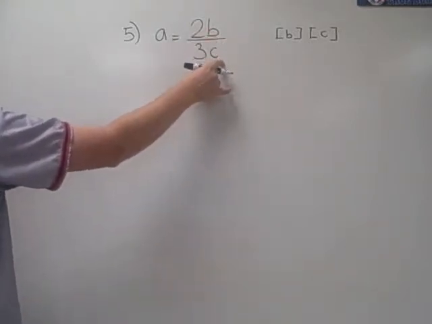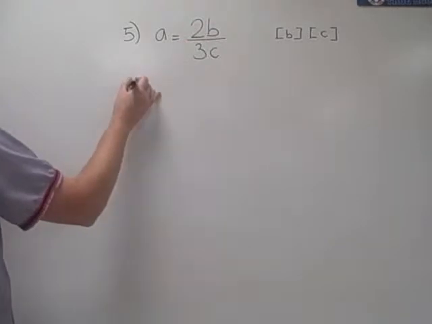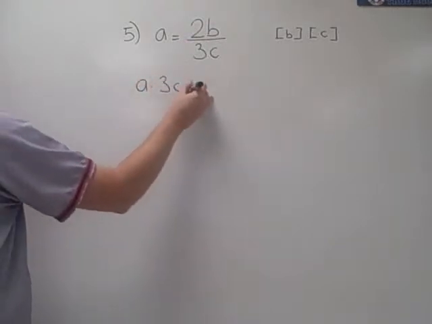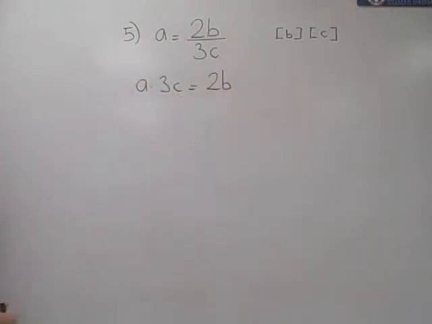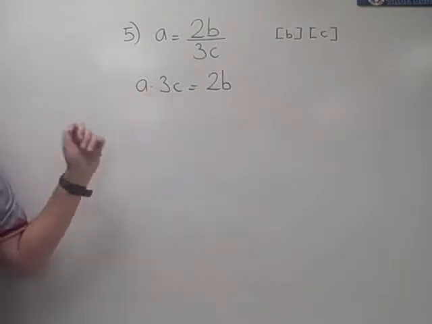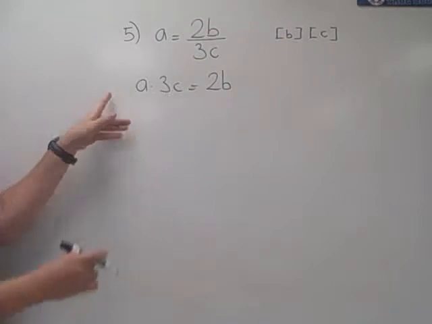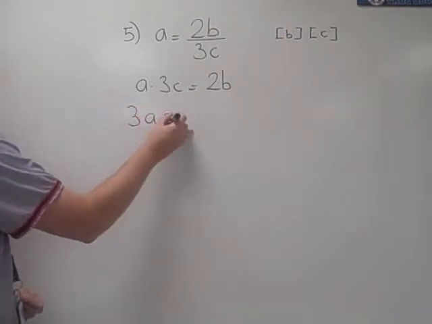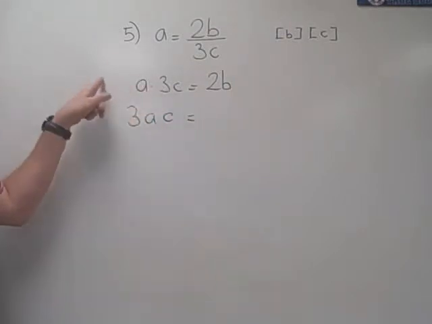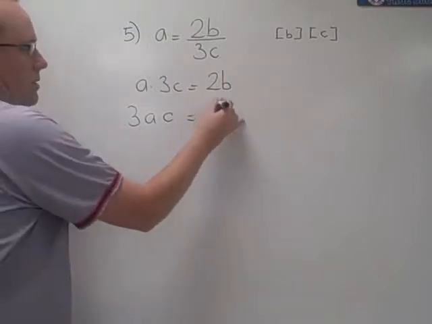So we're going to times by 3c because that's the inverse of dividing. So I've got a times 3c equals 2b. Now when you multiply these together, normally you put numbers first and then letters second and in alphabetical order. So I would bring the 3 to the front here and then put AC using my commutative rule equals 2b.